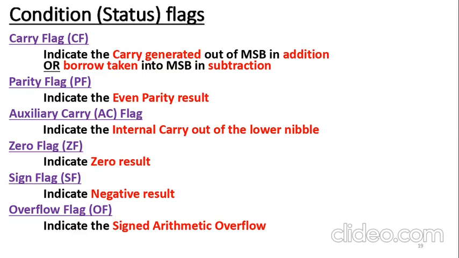Now when will this overflow flag be reset? In case of this signed arithmetic addition, if the result of addition is well below plus 127, in that case there is no arithmetic overflow. So the overflow flag will be reset to 0 that time.